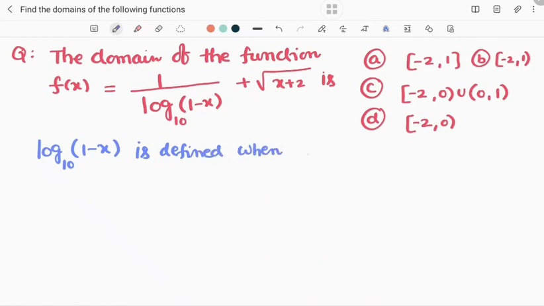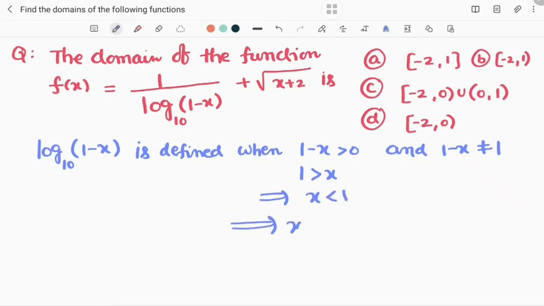when 1 - x is greater than 0, and one more important thing, 1 - x should not be equal to 1. Should not be equal to 1 means the x value is 0 only; both have the same meaning. 1 - x is greater than 0, so 1 is greater than x. That implies x is less than 1, x belongs to open minus infinity to open 1.